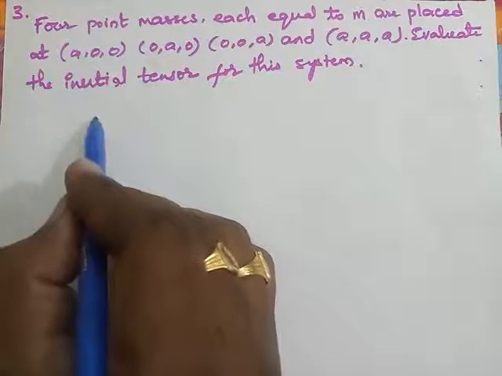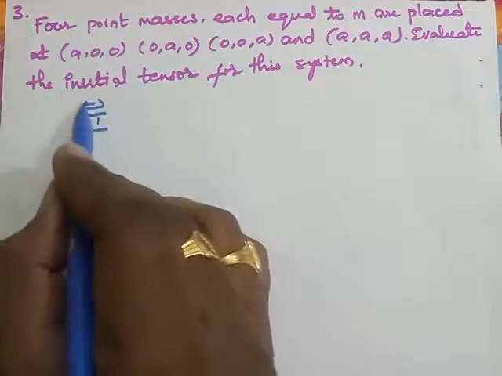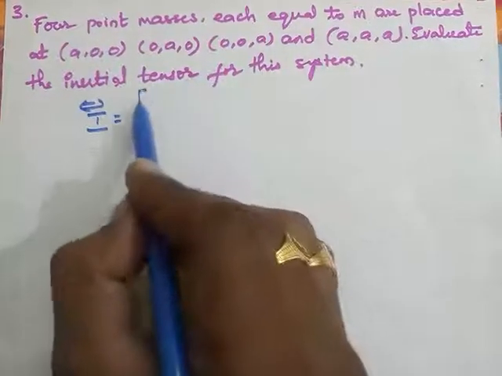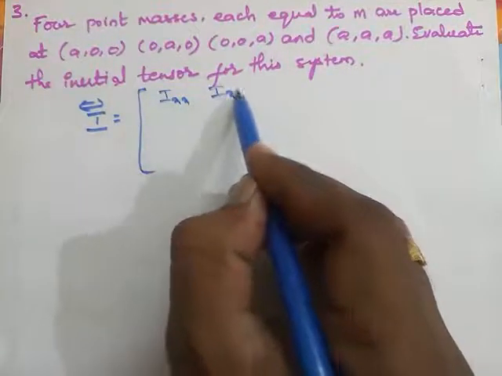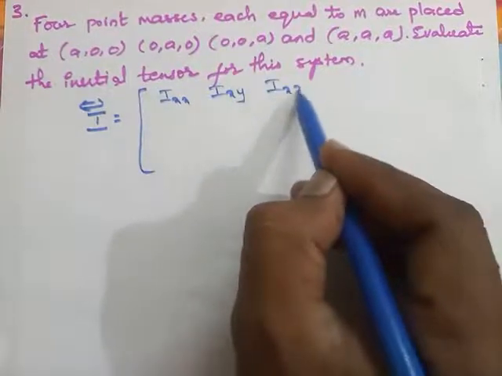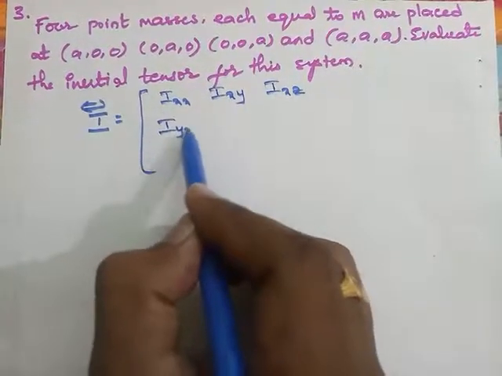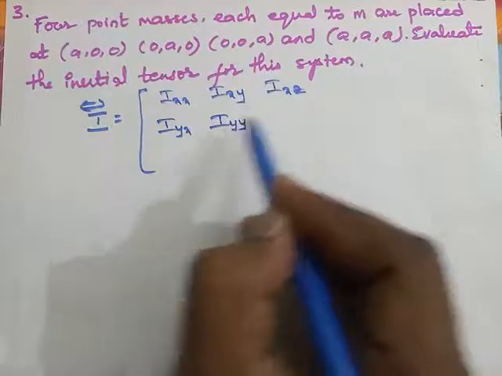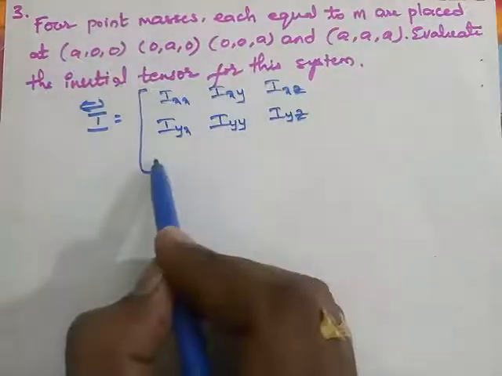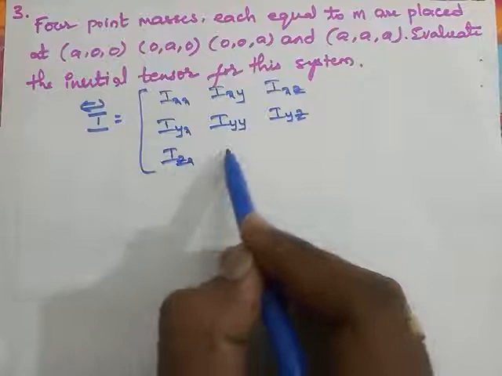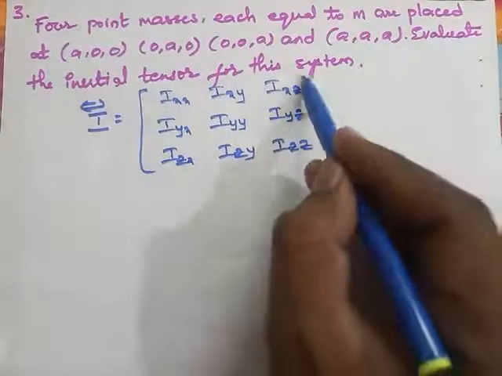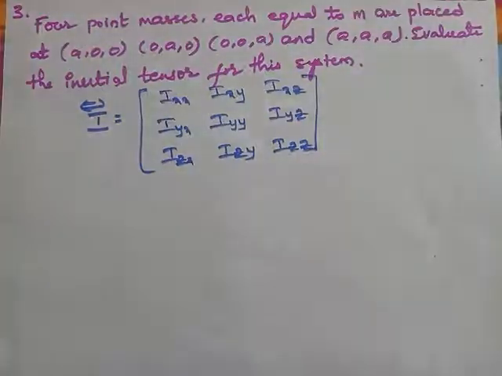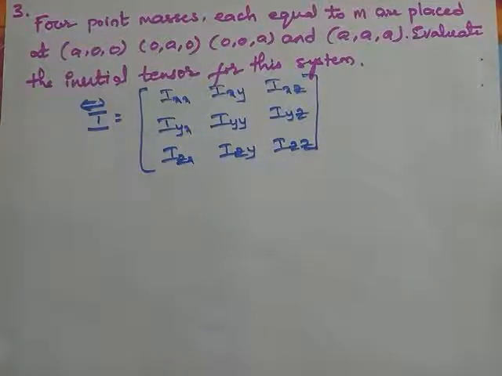Here we'll write the inertia tensor matrix, which contains 9 components: Ixx, Ixy, Ixz, Iyx, Iyy, Iyz, Izx, Izy, Izz. Now we have to find all these 9 components. Let us see how we can find them.